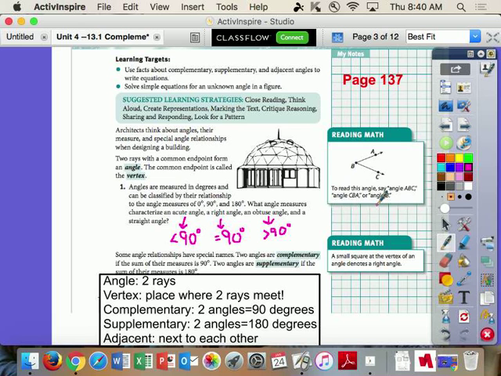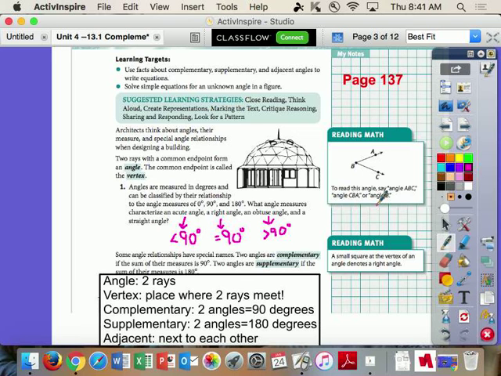Then it says for the next page, some angular relationships have special names. Two angles are complementary if their sum is equal to 90 degrees. Supplementary is if their measure is 180. So take a moment, pause the video, and write down these definitions next to the word on the second page of your packet.